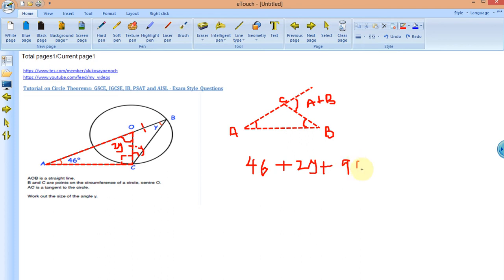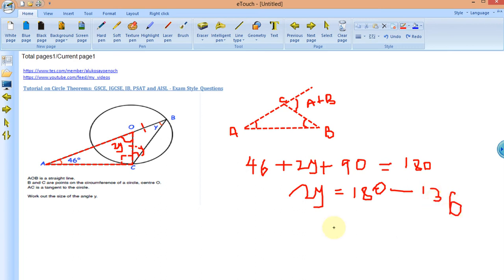Should give me what? 180 degree. Yeah, 180 degree. So then just go ahead and let's finish up now. So 2y will give me, what is 46 plus 90? 46 plus 90, that gives me 136. So 2y will give me 180 minus 136.